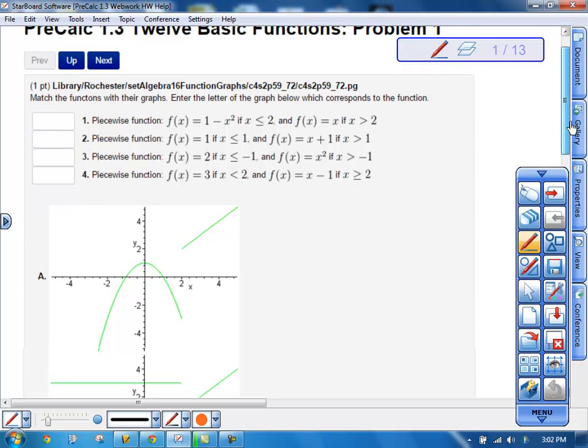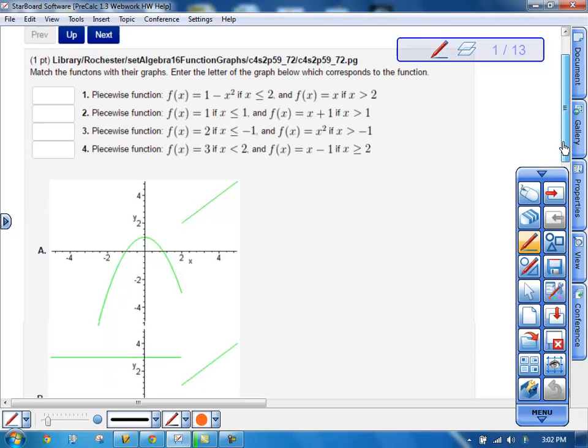Okay, this is 1.3 homework. Problem 1, piecewise function. It wants the first part, when x is less than or equal to 2, to be a parabola that opens down, shifted up 1 unit, looks like this one. And then it wants it to be the line when x is greater than 2. So that's A.